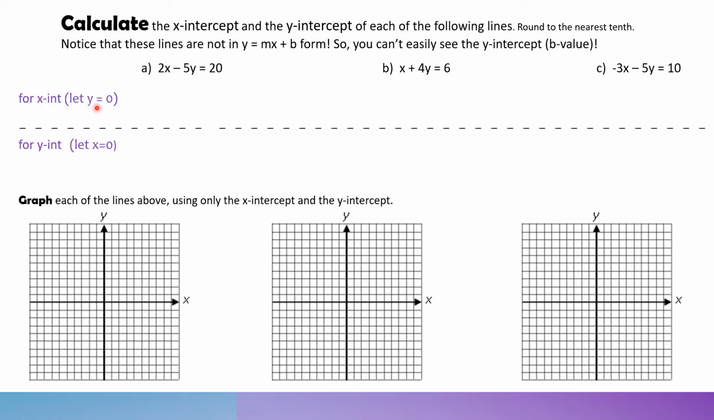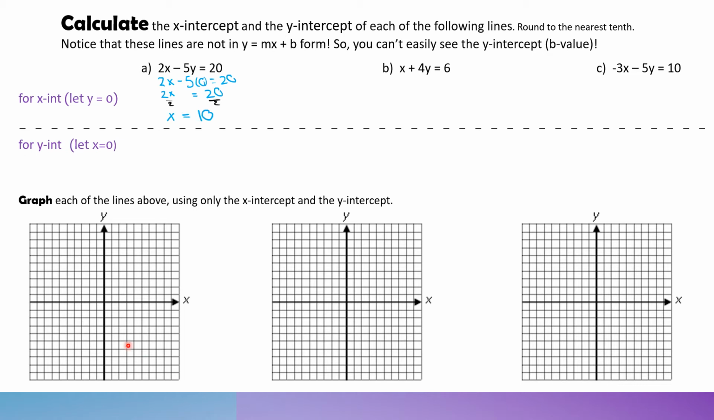So for the x-intercept, I let y equal 0. I'm going to go up to this equation here, and I'm going to replace the y with a 0. So I'm going to have 2x minus 5 times 0 equals 20. So that, of course, makes a 0. 2x minus 0, I'm just not going to write it, equals 20. Divide both sides by 2 so that we can isolate x, and we get x equals 10.